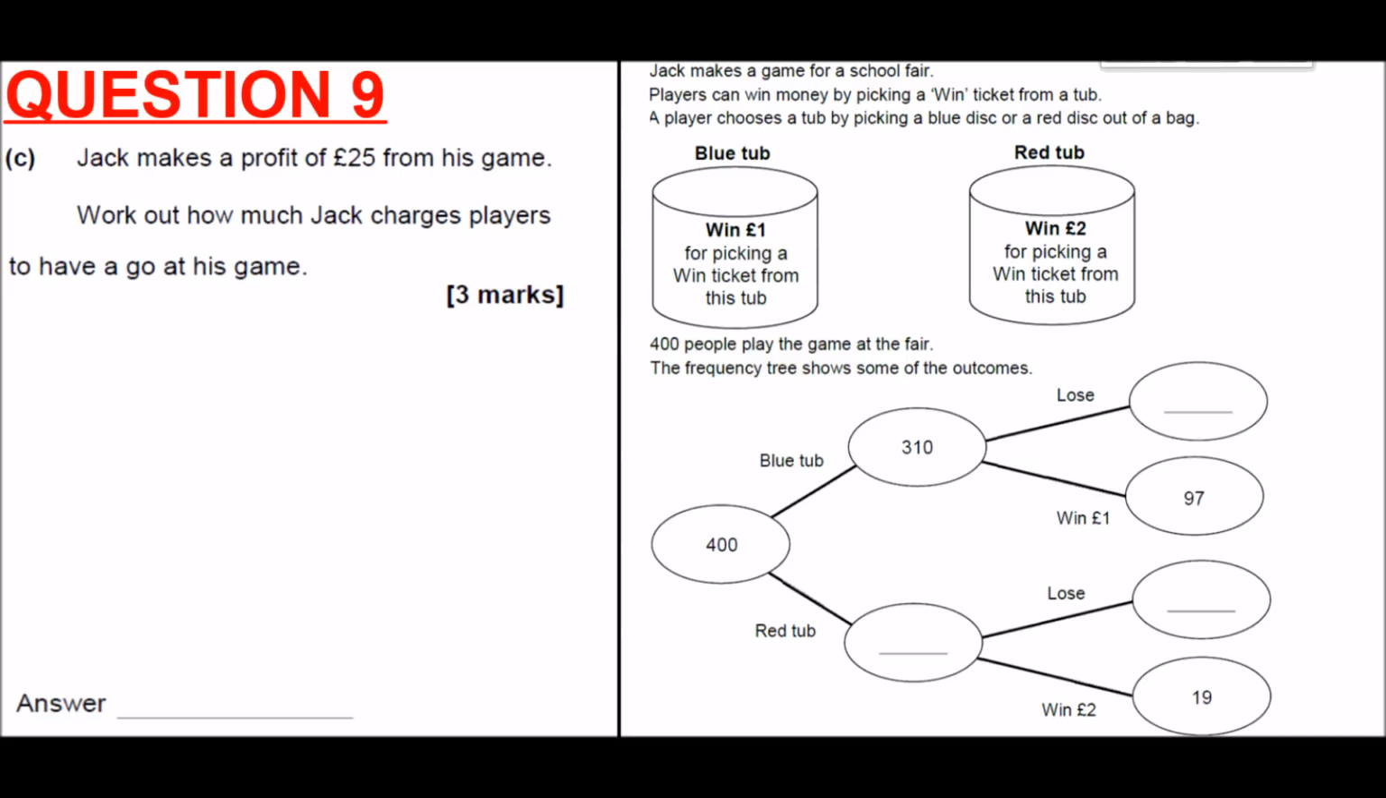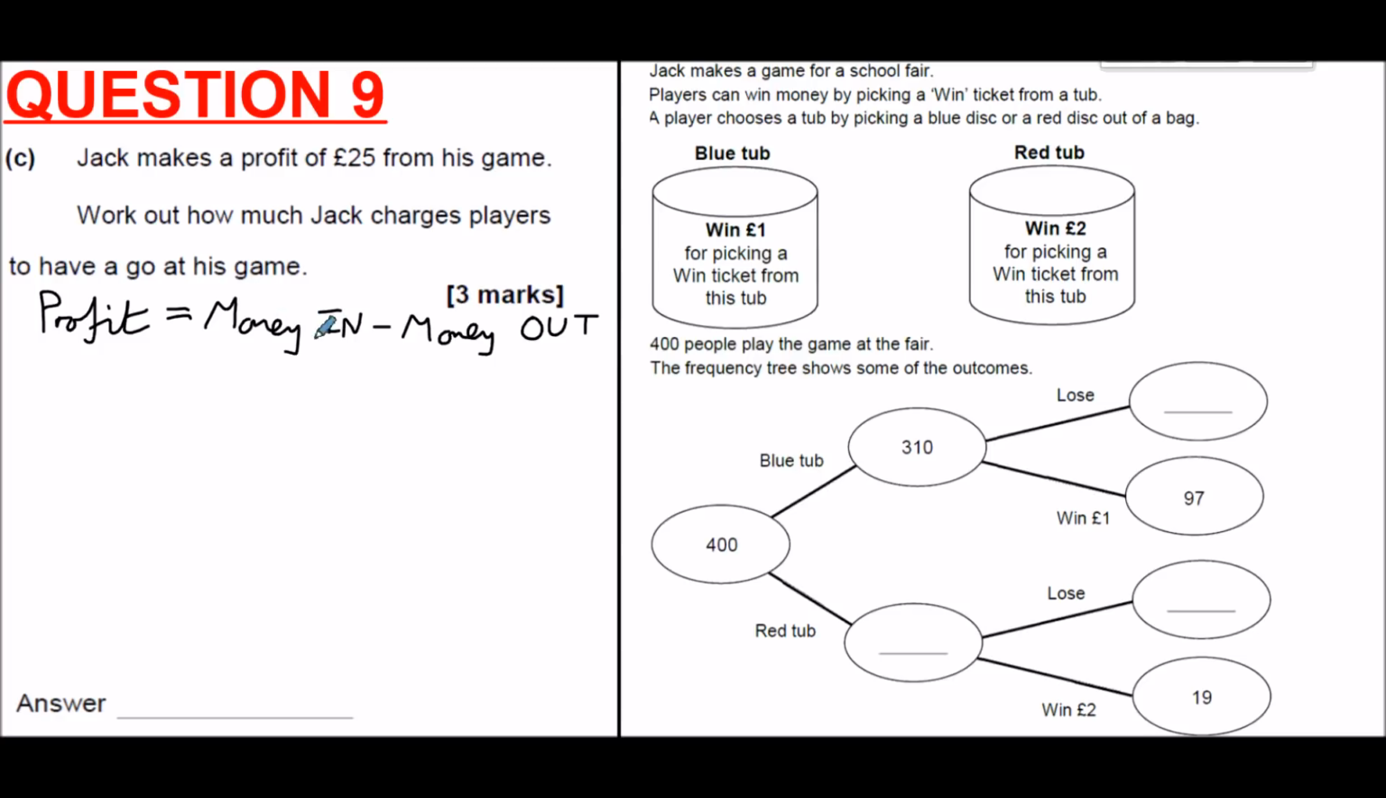And finally, for question 9, part C, Jack makes a profit of £25 from his game. We have to work out how much Jack charges players to have a go at his game. So we could do with defining what profit means, or how to work out profit. In simple terms, profit is just the difference between the money you take in, so money in, minus the money paid out.